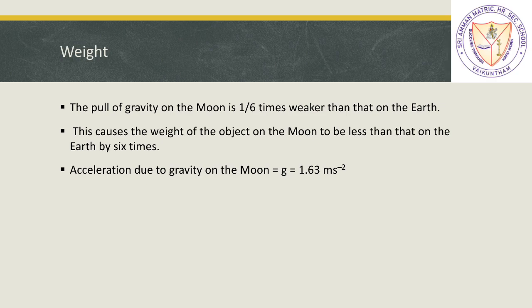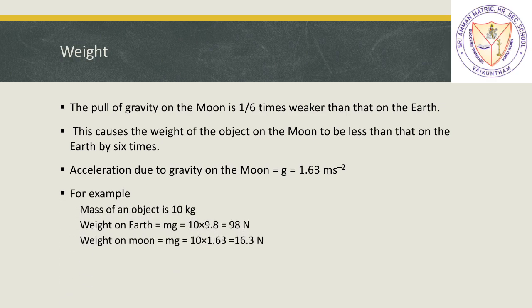Why is this happening? It is because the acceleration due to gravity on the moon, that is g, is equal to 1.63, which is 6 times lesser than the acceleration due to gravity on the surface of Earth. So 1.63 meters per second squared is the acceleration due to gravity on the surface of the moon. On the surface of Earth, the value of acceleration due to gravity is 9.8 meters per second squared.